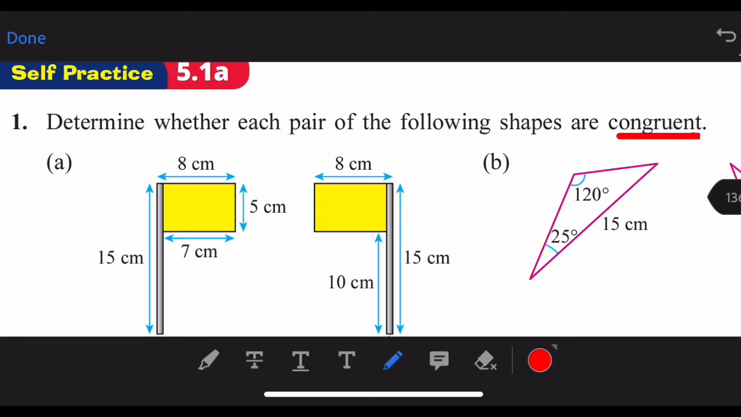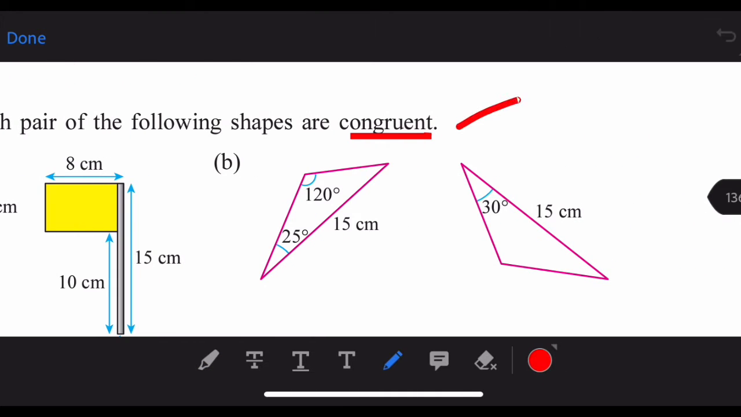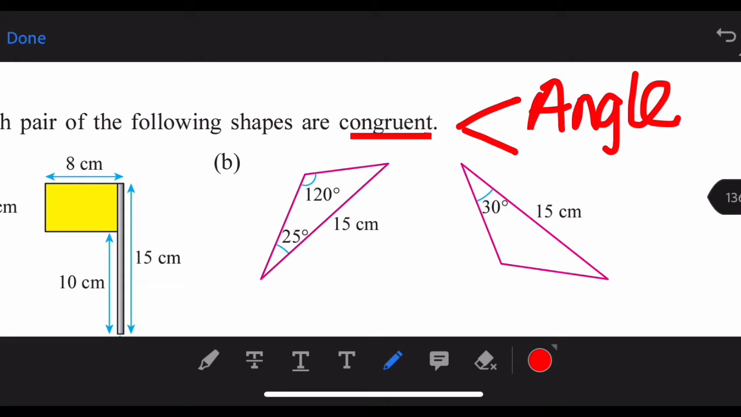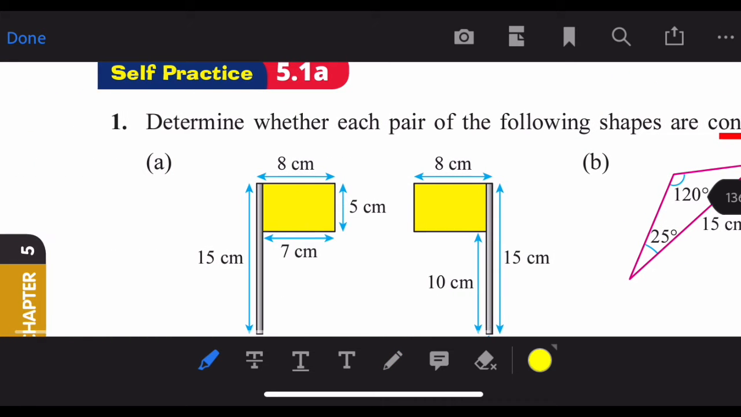Okay, what does it mean by congruent? The basic terms to describe congruent is it must have equal angles and equal length of the sides. All the angles and all the sides must be equal for a triangle or any object. You have to check every side and make sure it's equal.